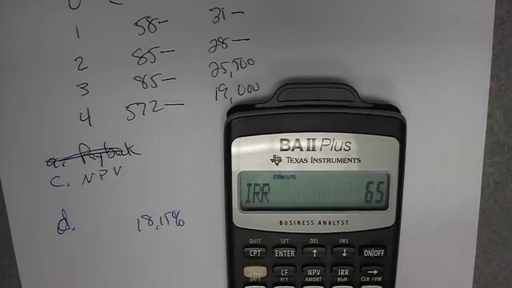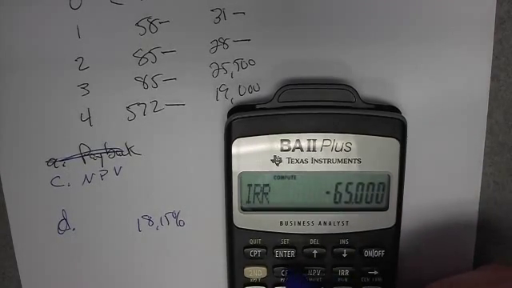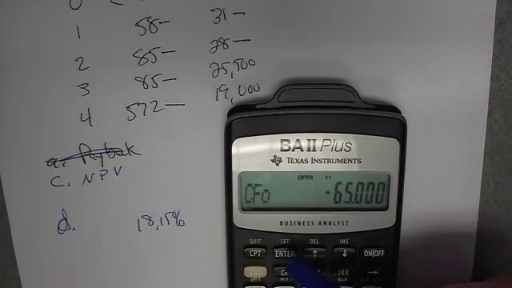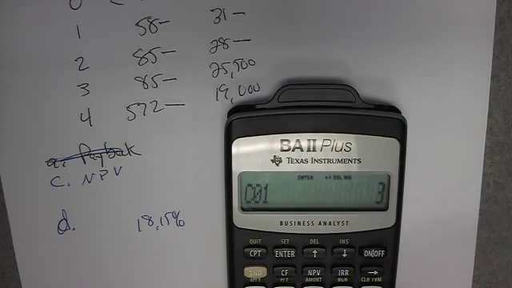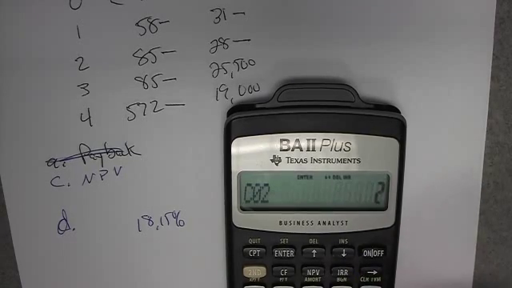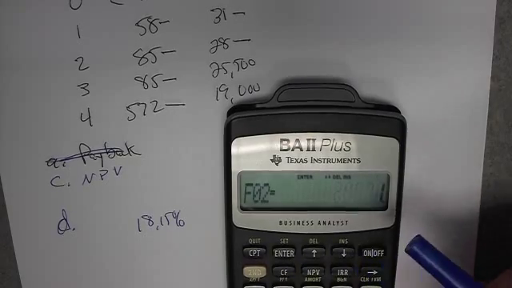We'll put in 65,000 negative. The cash flow is going to be 65,000 negative. We're going to enter that as the initial cash flow. And cash flow 1 is going to be 31. We'll enter that. Cash flow 2 is 28. We'll enter that.